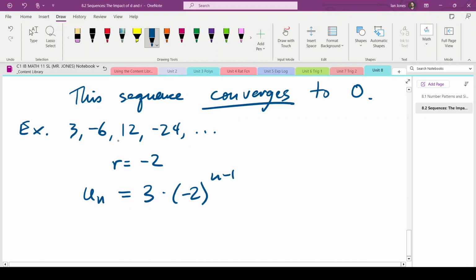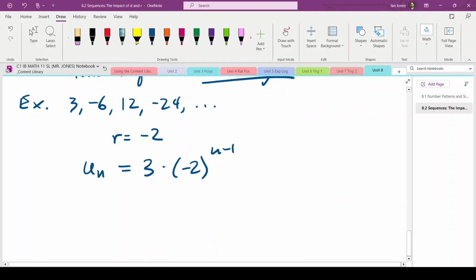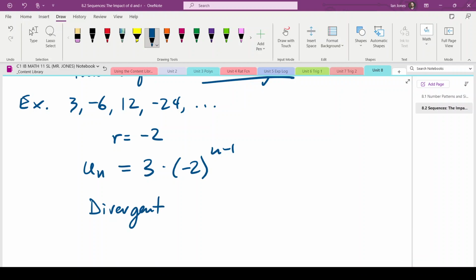But look at what's happening. It's very unstable. We're not getting closer to any number at all, and we're not even getting closer to infinity or to negative infinity because the sign keeps switching. So this is an example of a divergent sequence because it doesn't get closer to anything at all.